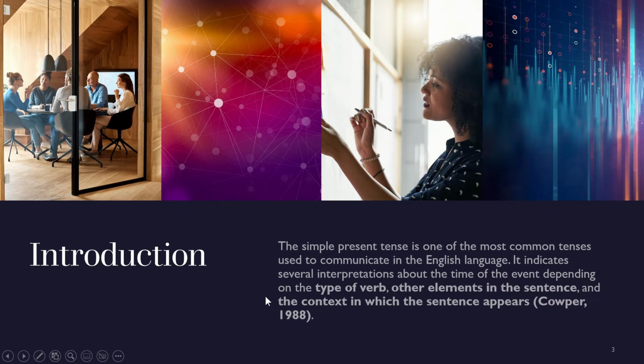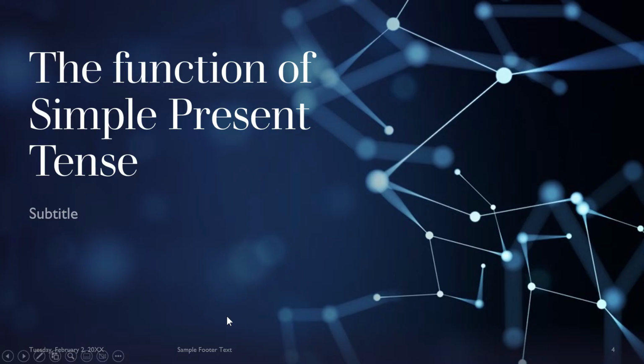Okay, simple present tense is one of the most common tenses used to communicate in the English language. You encounter this both in verbal communication and in written text. So this tense indicates several interpretations about the time of the event depending on the type of the verb, other elements in the sentence, and the context in which the sentence appears. Well, it might be a bit confusing, but trust me, it is not that difficult. So let's move on. Now we talk about the function of simple present tense.